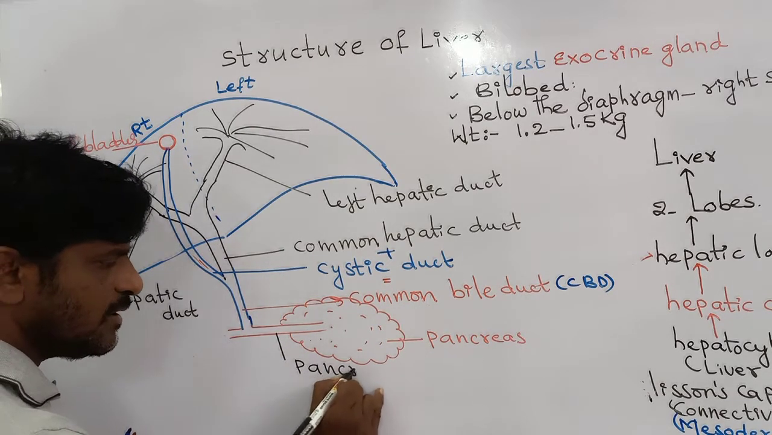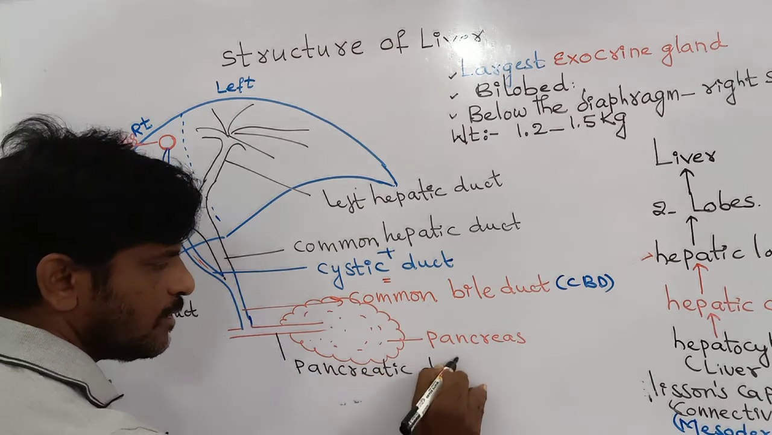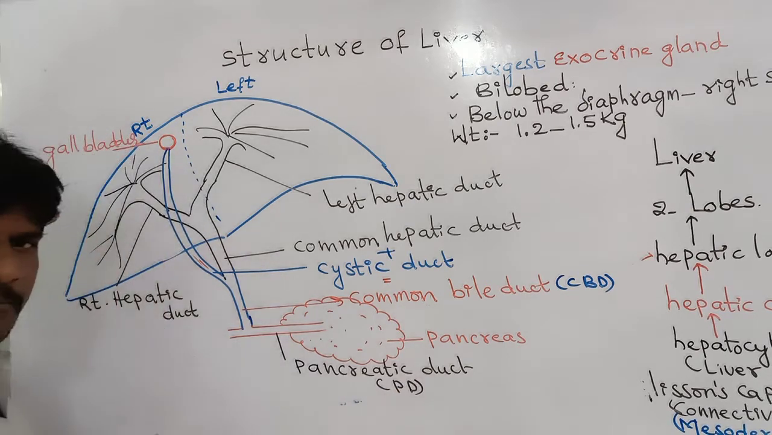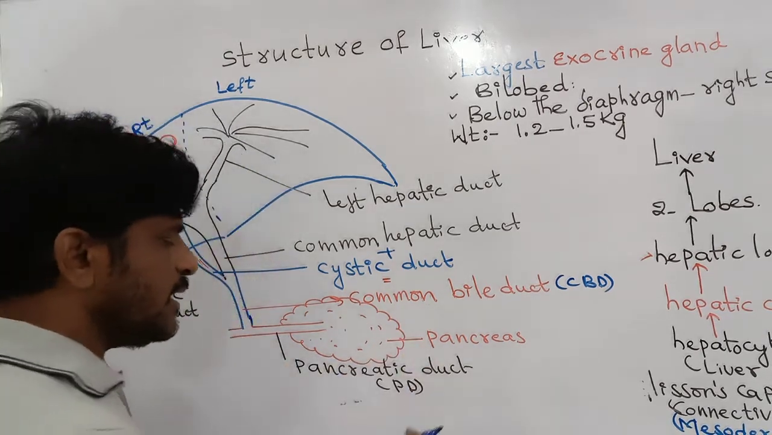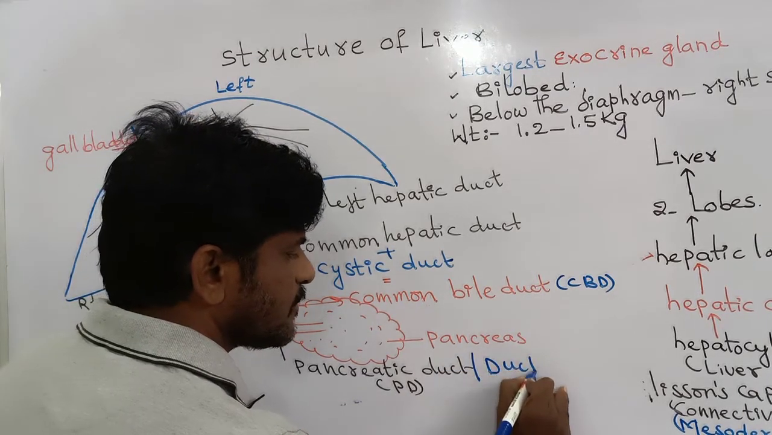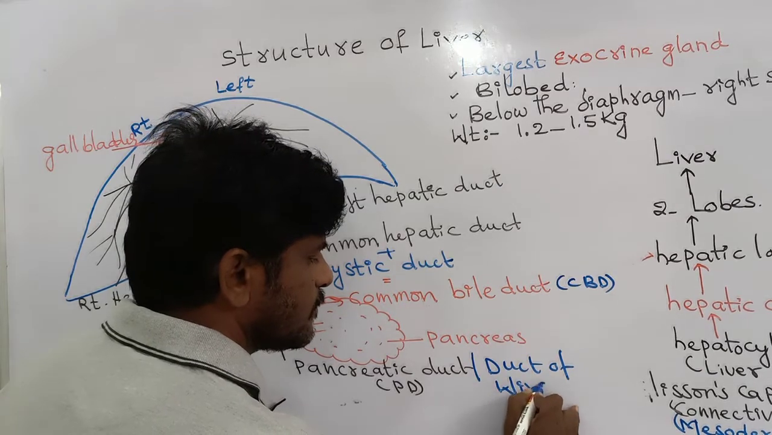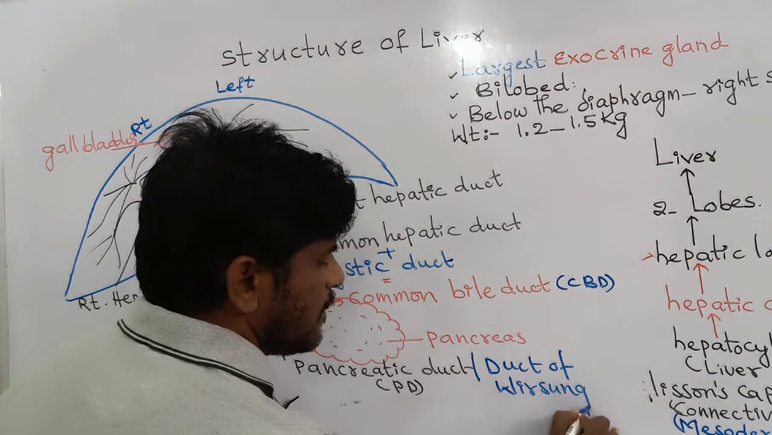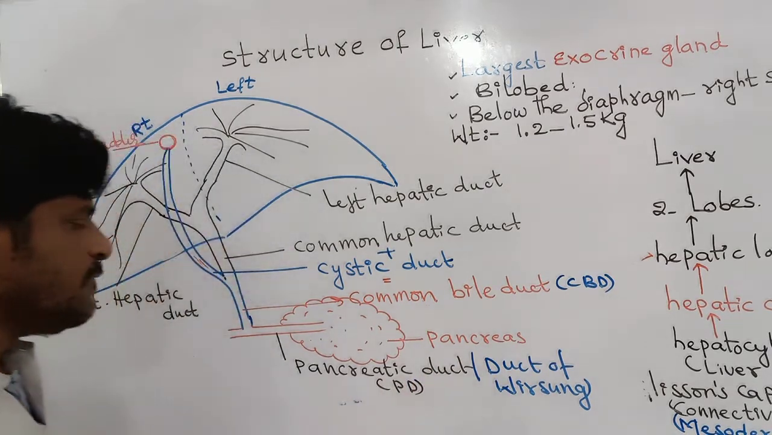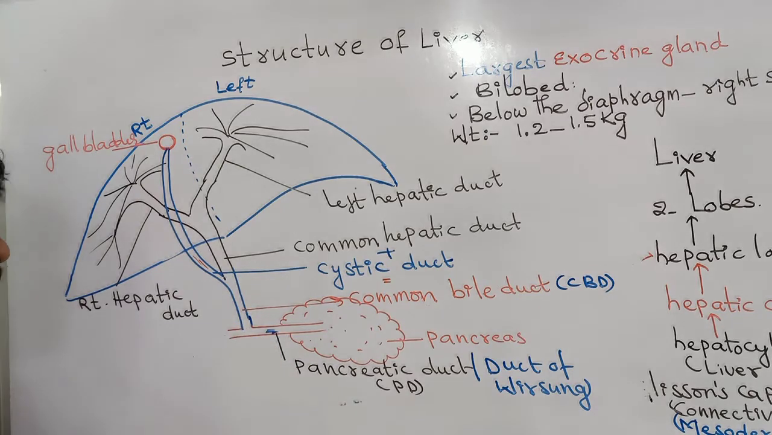This is the pancreatic duct, or PD. That pancreatic duct can be called the duct of Wirsung. Pancreatic duct can be called the duct of Wirsung. Therefore, this is PD and this is CBD.